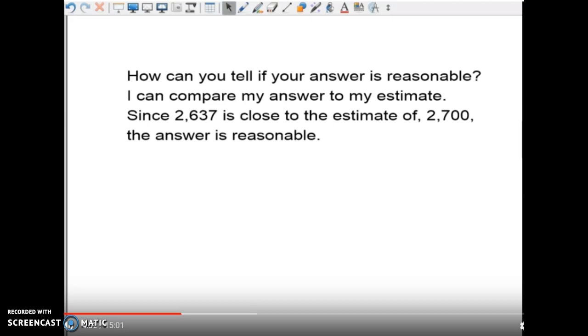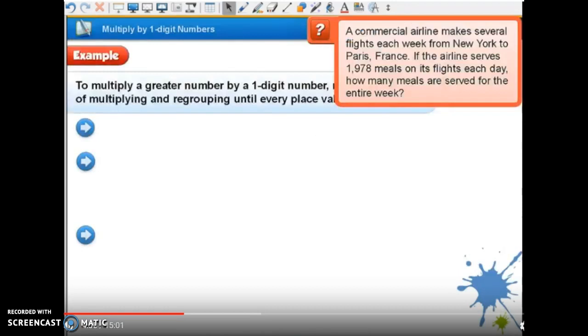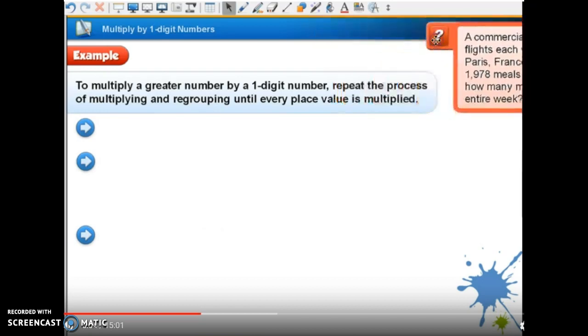If you need to pause your video and get this, you may. Okay, so now we've turned over to page 28. The picture of the Eiffel Tower is on yours. It says a commercial airline makes several flights each week from New York to Paris, France. If the airline serves 1,978 meals on its flights each day, how many meals are served for the entire week?